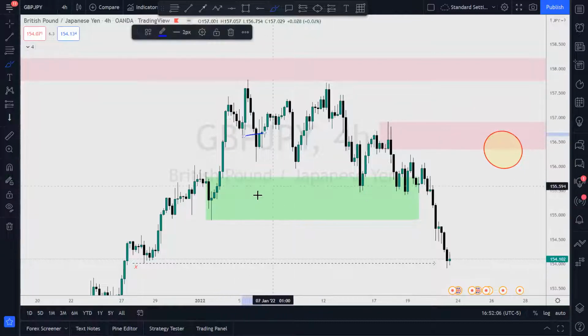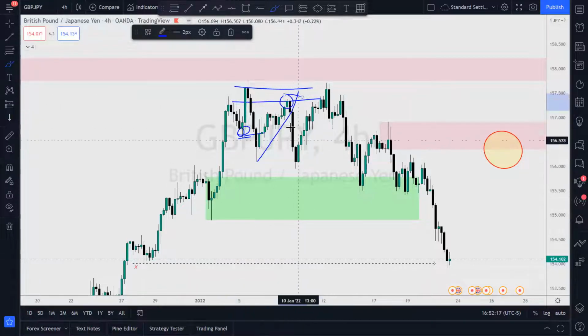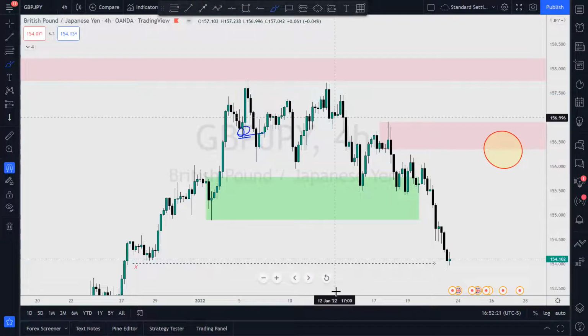And price breaks it. What are we expecting after a break of structure? A break of a structural point, a return to impulse. Boom, right? High probability trade here. Price comes down. Great. All right, that was a great trade.